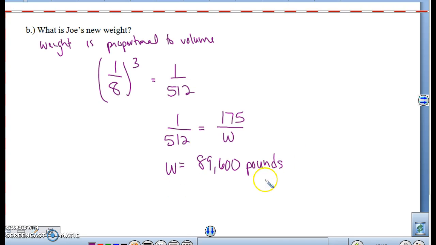Okay, so what you have to remember, perimeter and any other length has just the same ratio of the sides. Area is the ratio of the sides squared, and we'll have square units. And volume is the ratio of the sides cubed, and we'll have cubic units.